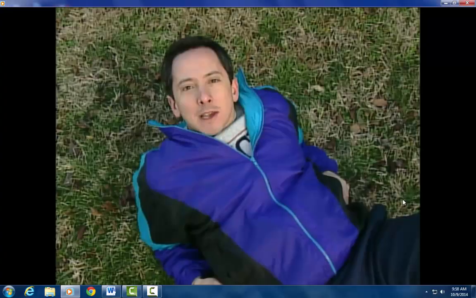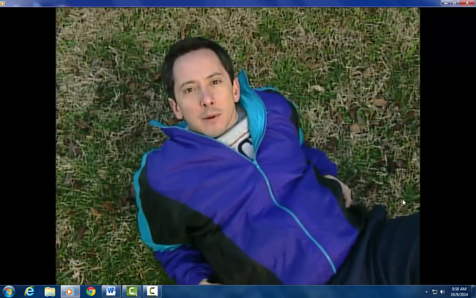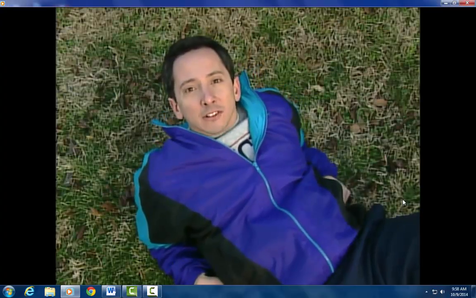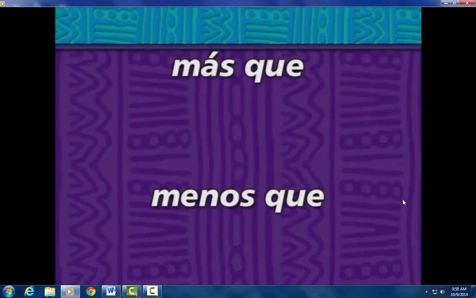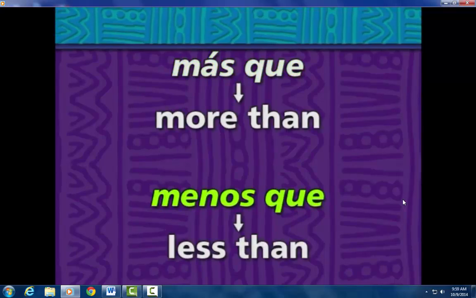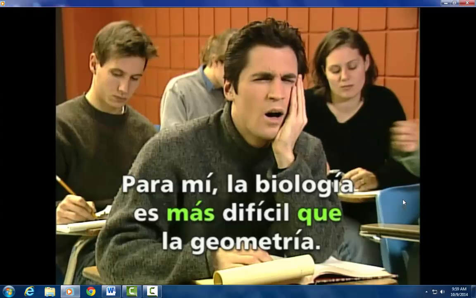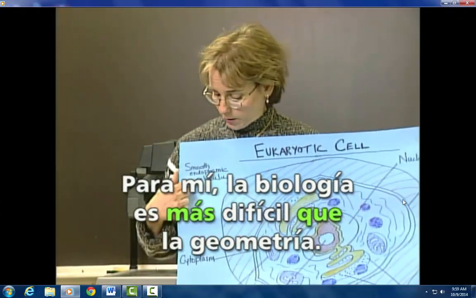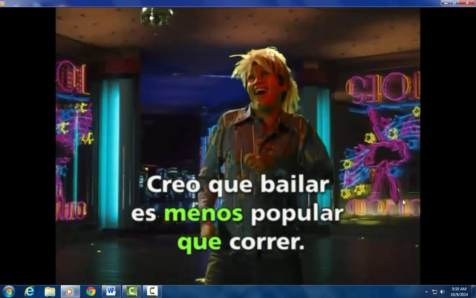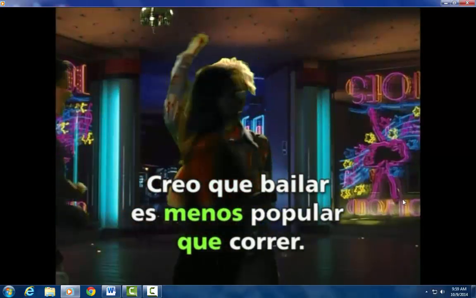In English, we make comparisons every day without even thinking about it. Same thing goes for Spanish. So let's get to learning about comparisons. You've already learned basic comparisons. Más que, more than, and menos que, less than. Para mí, la biología es más difícil que la geometría. Creo que bailar es menos popular que correr.